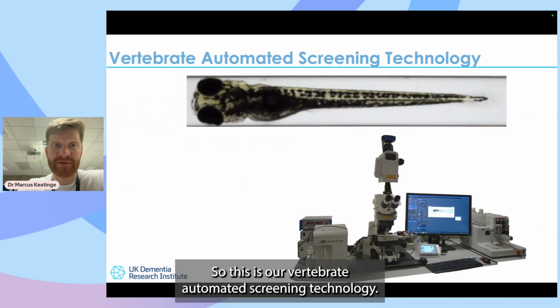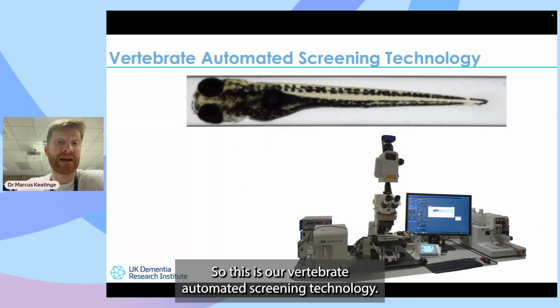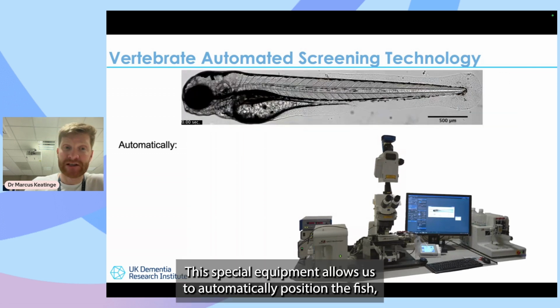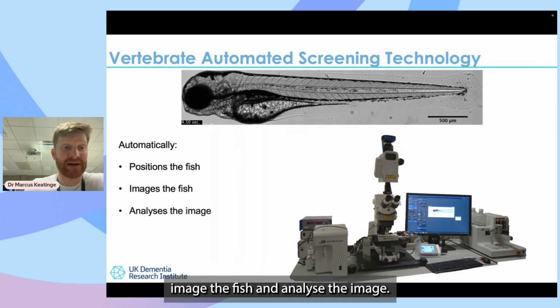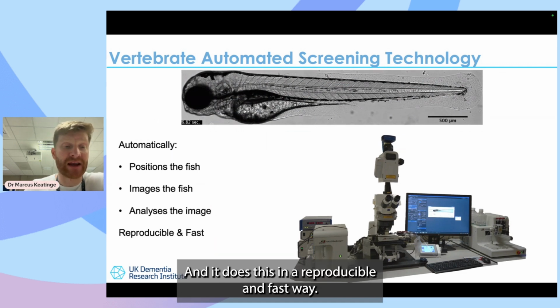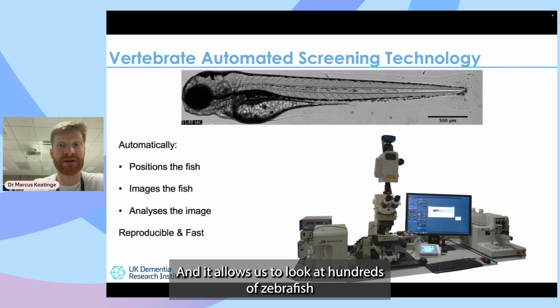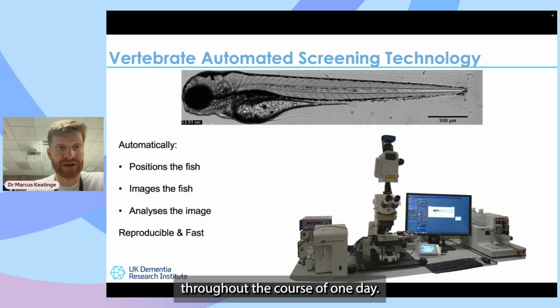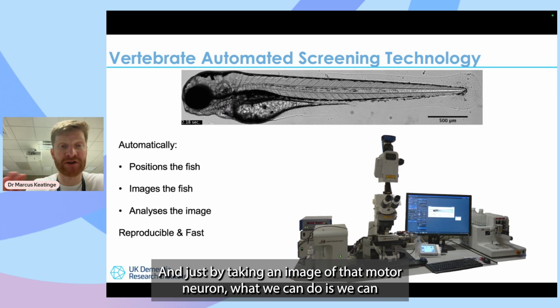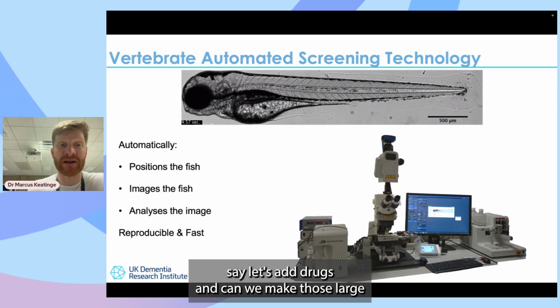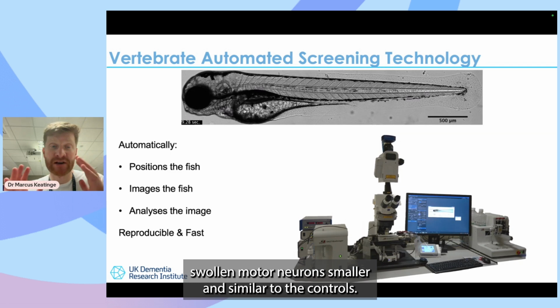So this is our vertebrate automated screening technology. This special equipment allows us to automatically position the fish, image the fish, and analyze the image, and it does this in a reproducible and fast way. It allows us to look at hundreds of zebrafish throughout the course of one day. And just by taking an image of that motor neuron, we can add drugs and ask, can we make those large swollen motor neurons smaller and similar to the controls?